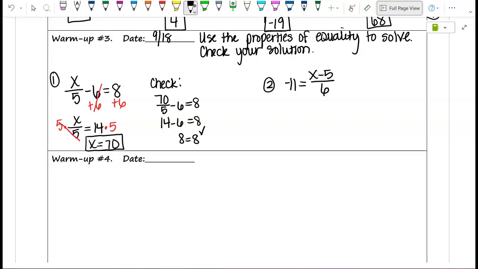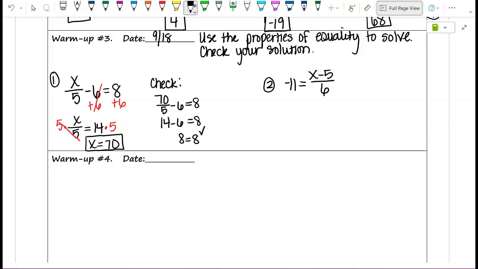If you had put 46 in, 5 doesn't even divide into 46 evenly, so it would have left you a fraction. Minus 6 would still leave you a fraction, which would not equal 8. That's why we should be checking our solution. You can know if you're right or wrong by simply doing a substitution and seeing if that answer makes a true statement. So on number one, we needed to undo our addition or subtraction first because it was separate from our division.